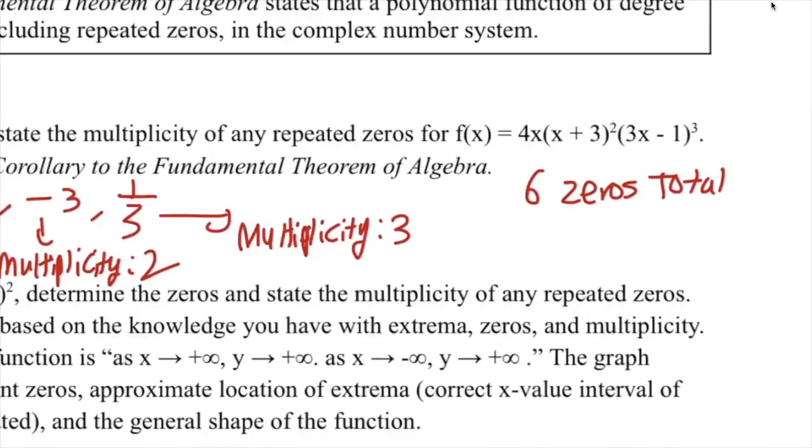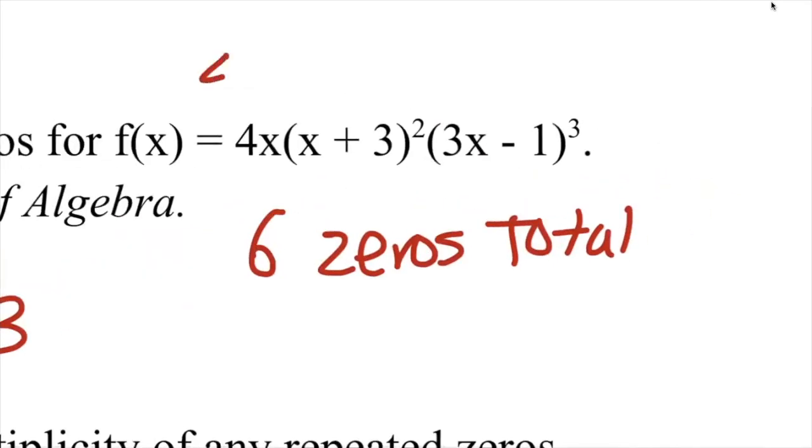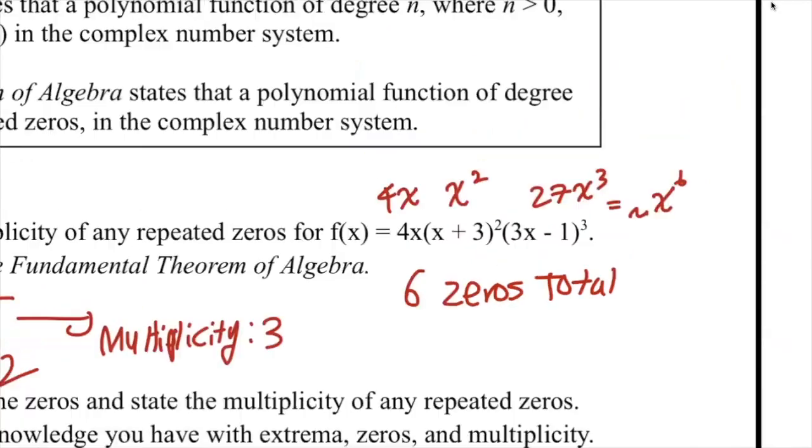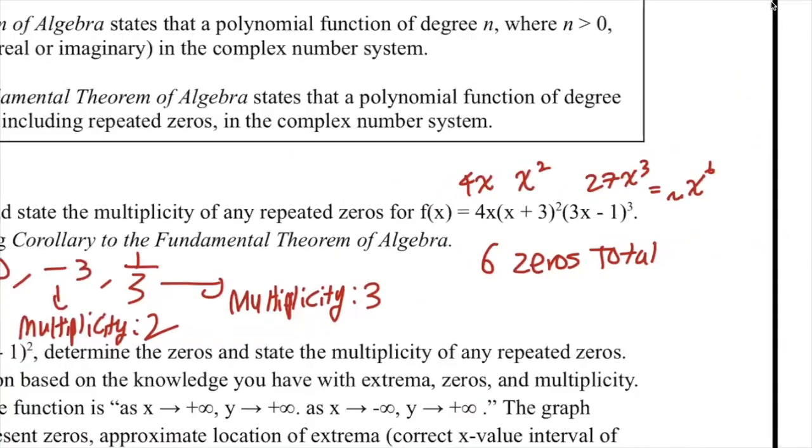And if you think about it, there's 4x here, and if you just consider the greatest term, it's going to be x squared. And then for this, it's just going to be like 27x cubed, right? So if you multiply these all together, you're going to get something with x to the power of 6. So it does match the corollary to the fundamental theorem of algebra.